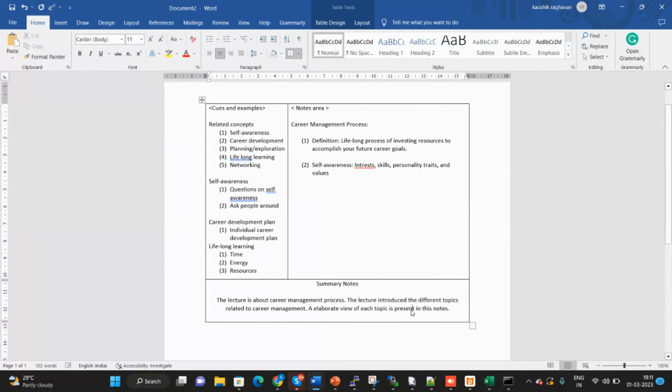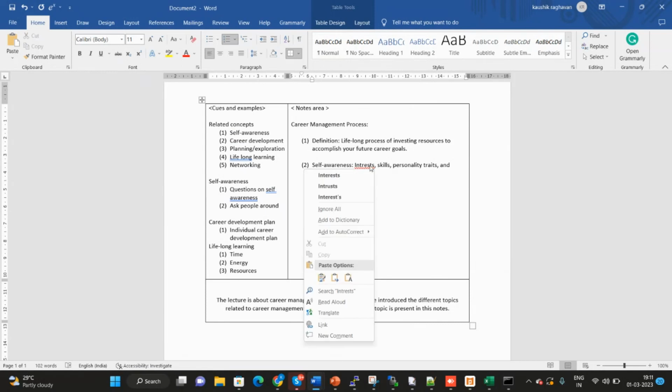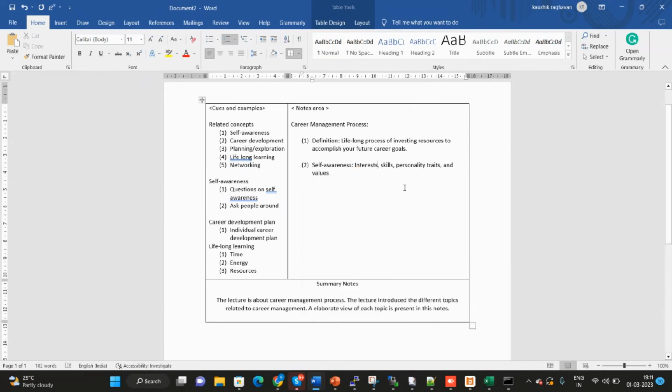This notes area can have diagrams if you want. Okay, and the summary area can have your own summary of what you read and understood.